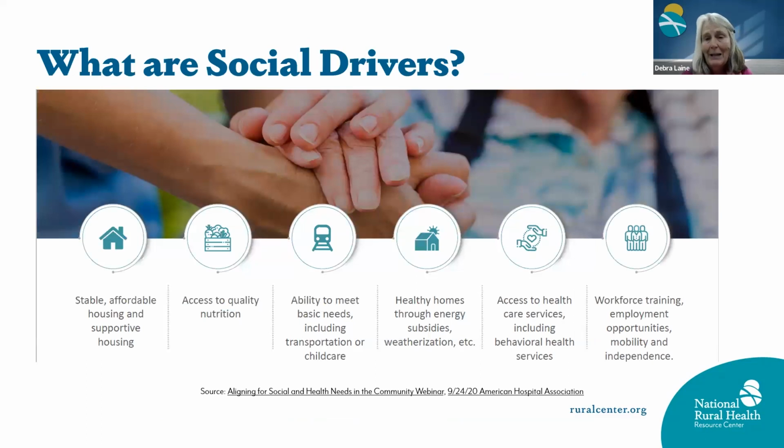This is not by any means an exhaustive list of what social drivers are, but there are things like stable and affordable housing, access to healthy foods, meeting basic needs such as childcare and transportation, having healthy homes, healthy breathing environments, healthy cooking environments, healthy environments for our children to learn in, access to healthcare, and then having employment training and job opportunities.